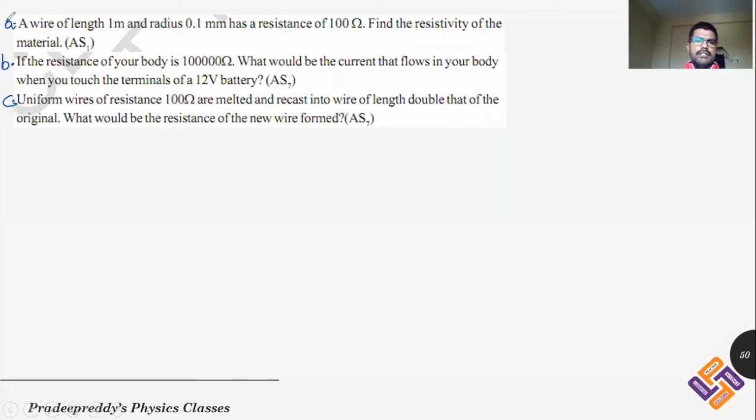We have three questions displayed on the screen, A, B and C. We will see one by one. First, let us solve question A.